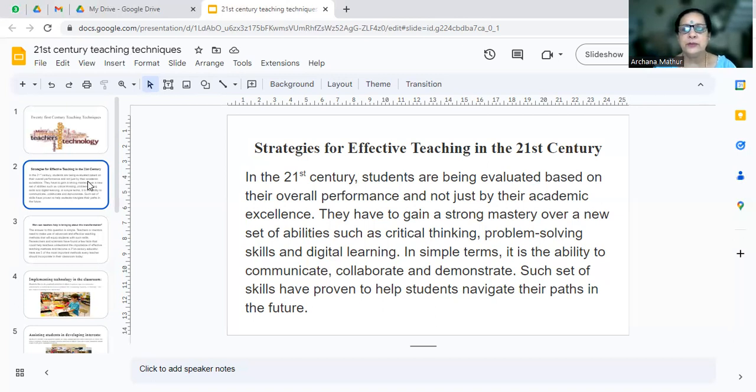So in simple terms, it is the ability to communicate, that is to convey your feelings, collaborate, how you mix around with the others, socially, how you collaborate with them, and demonstrate. That is whatever you've learned, how you can put it out or put across to the people, maybe your teachers or your class. So these skills, this set of skills have proven that students, if they use these skills, they can plan for a good future later.